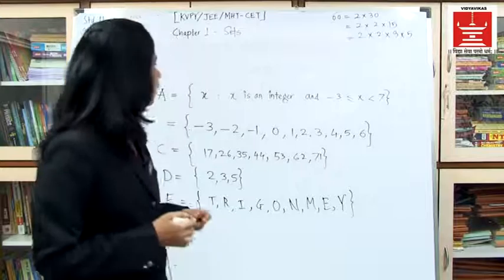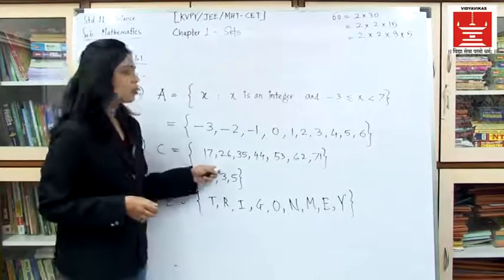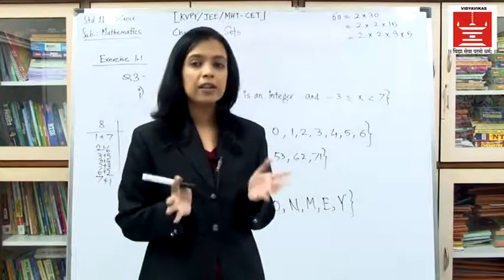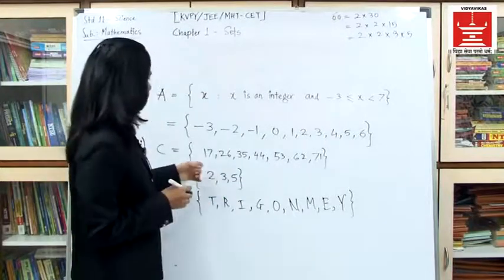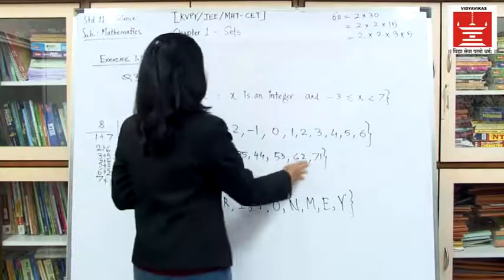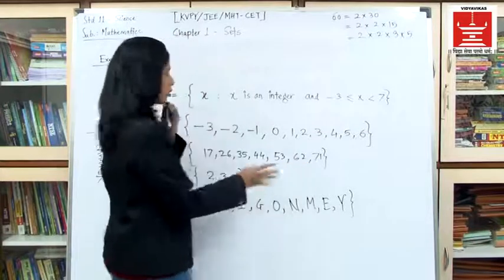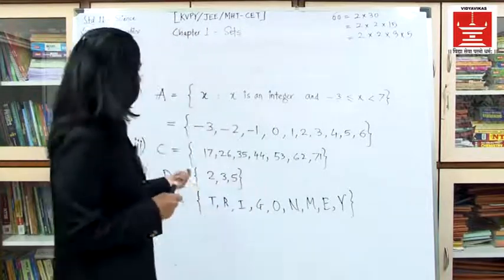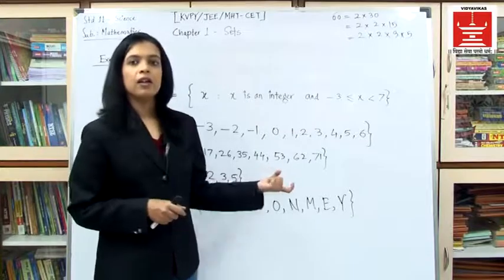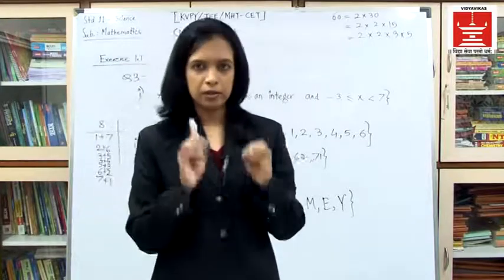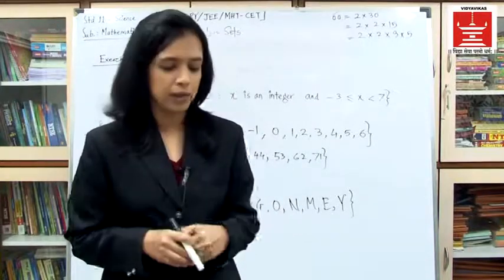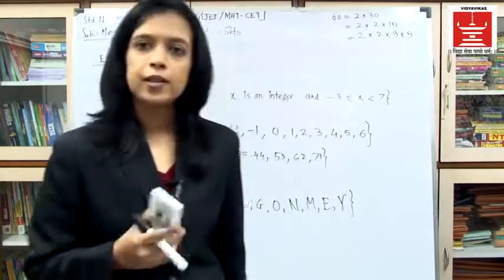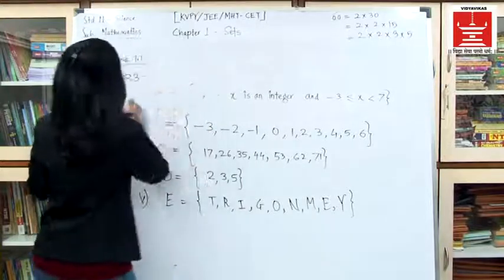Also remember, in the roster form, order of elements is not important. It doesn't matter actually. So even if you write this as 17, 71, 26, 62, 35, 53 and 44, it is fine. So order doesn't matter. What matters is all the members should satisfy the common property that is there in the description of the set. Okay, let's go to question 4.